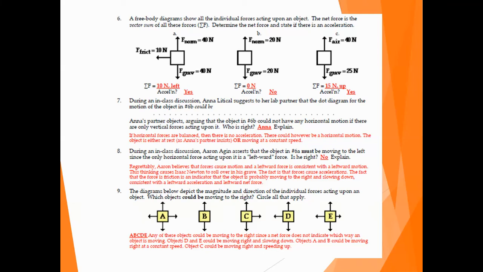We're going to go over some of the answers here. So number 6, free body diagram, you're asked to determine the net forces and if there's an acceleration, which I realize now we really didn't talk about acceleration, but acceleration is when there is an unbalanced force. So for the first one, if you look at the net forces here, you're going to find that it's 10 newtons to the left, and since there is an unbalanced force, there is an acceleration.